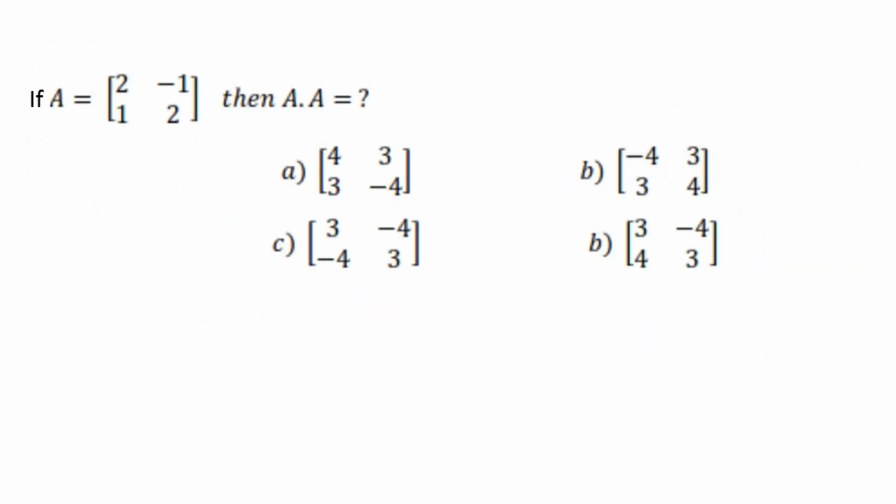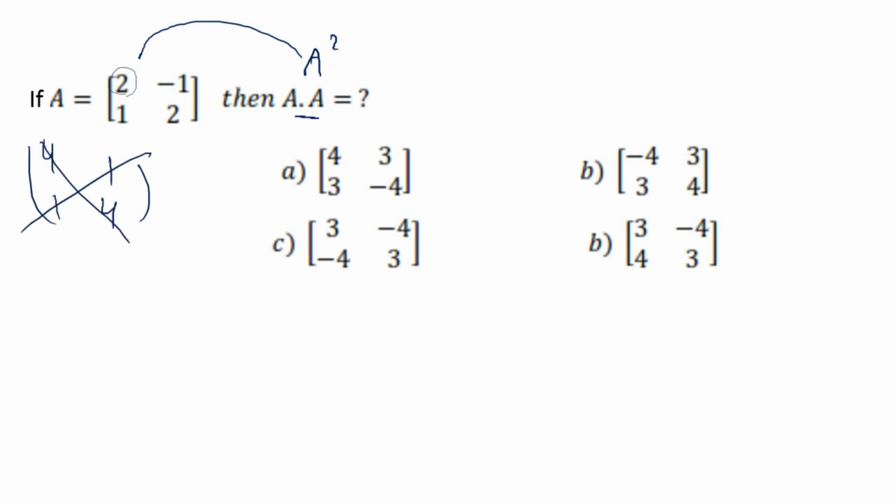To find A times A, it's not A squared as values. For example, you don't square 2 and write 4. You don't square negative 1, which is 1. You don't square 1, which is 1, and squaring 2, which is 4. So this is not right in matrices. In A times A, you should write 2, negative 1, 1 and 2, and multiply it by itself: 2, negative 1, 1 and 2.